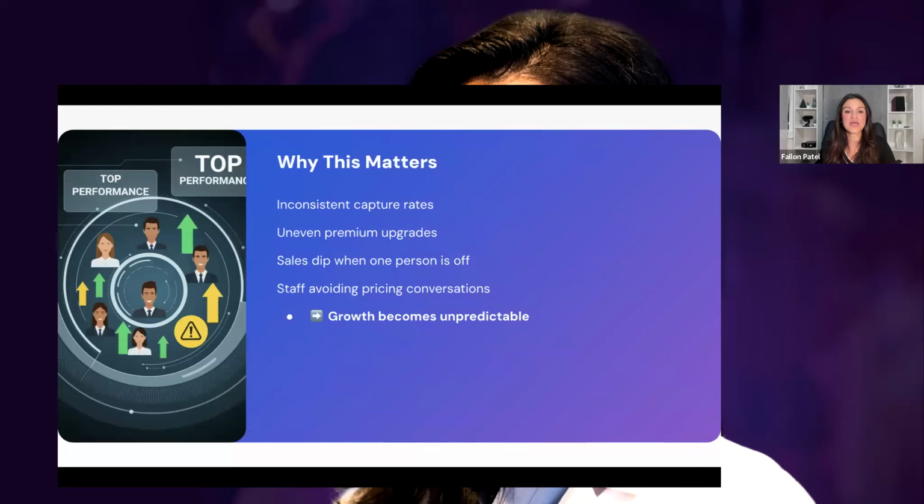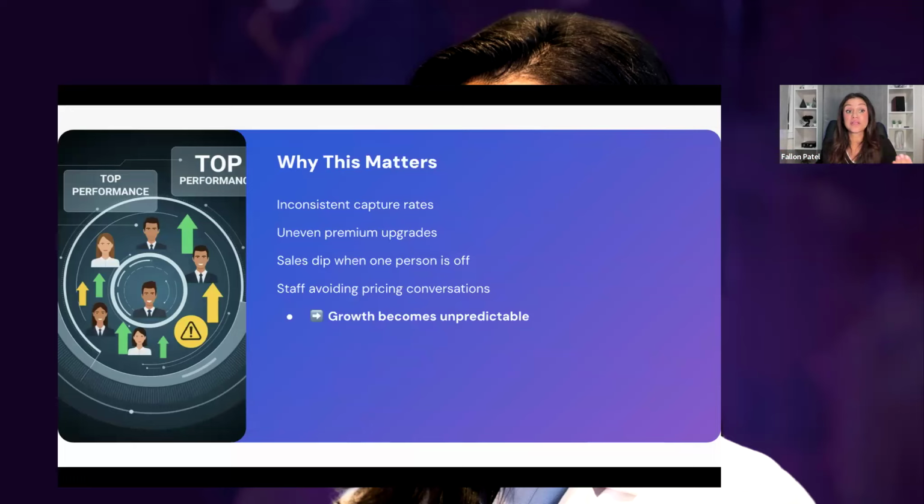When they're sick or something happens to them, the business completely starts to crumble or doesn't move anywhere and stays flat. And then staff avoid pricing conversations as well when you don't have a proper system. So often, when price comes up, it's always an issue that we have. And so often they just kind of avoid it, and so sales don't even happen.